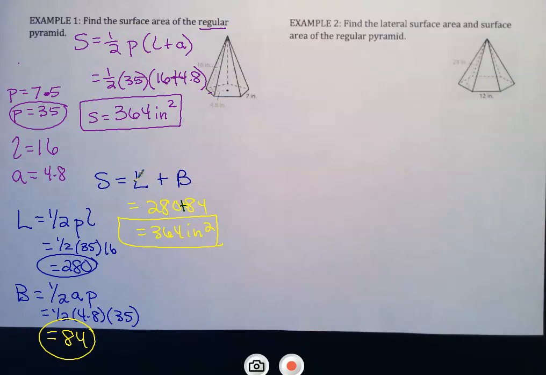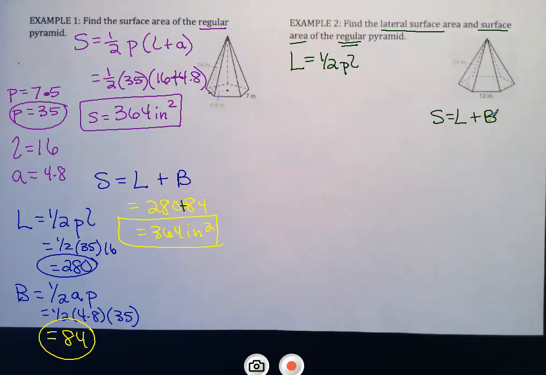Okay, which is good practice for number 2. We want to find the lateral surface area and the surface area this time for the regular pyramid, which you had to find both anyway, so it doesn't really matter that much. Okay, and we know it's regular again. So what are the formulas that we need to use? L equals 1/2 PL. And what about our surface area? S equals L plus B. Okay, that works.